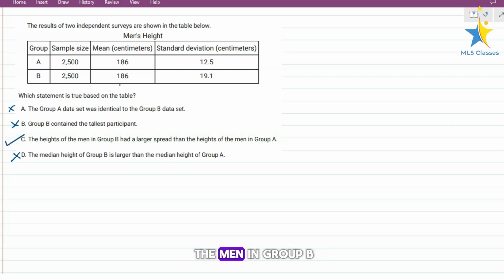The height of the men in group B had a larger spread than the height of the men in group A, that we discussed initially. So you should also know how to reject the options, because in some questions you may get stuck and not be able to find the correct option. In those cases, try to find the incorrect options. So that's how we can find the answer to this question.